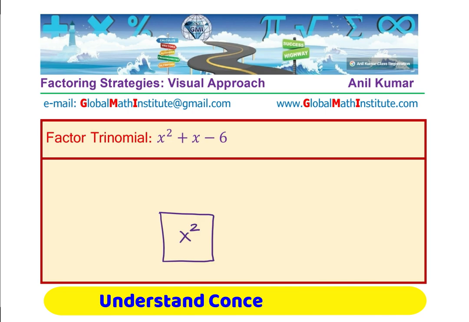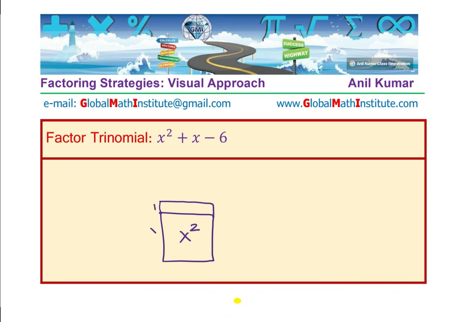Now, we have minus 6 and x. 1x, let me place it above this. I could place it on either side. So, let this be x. So, length is x and this is 1 unit, right? So, this is x unit.